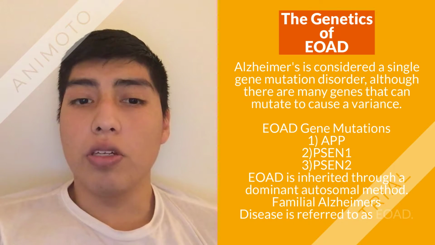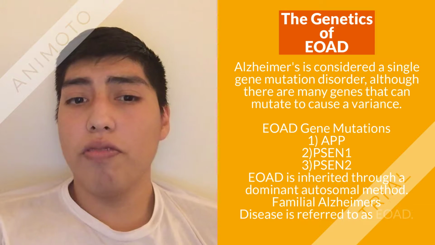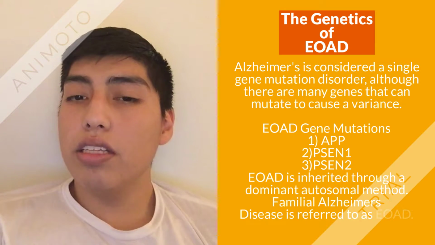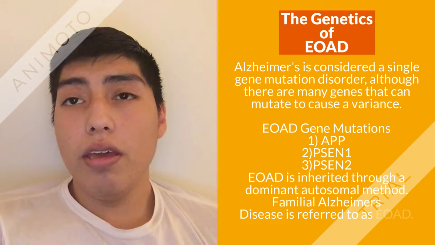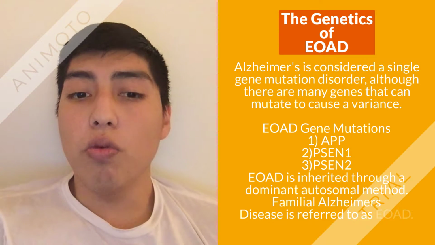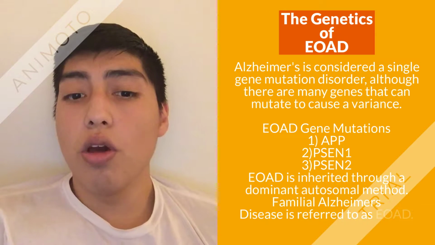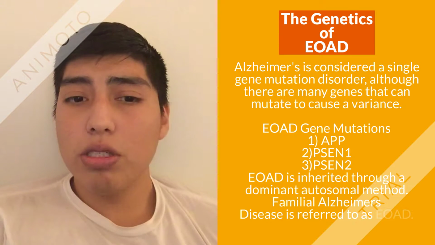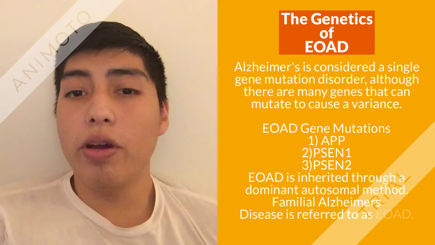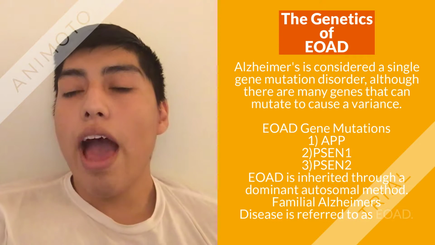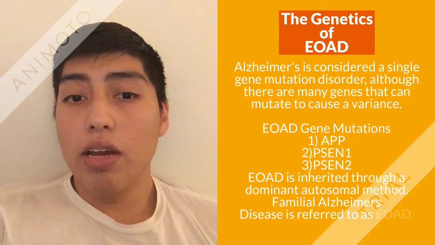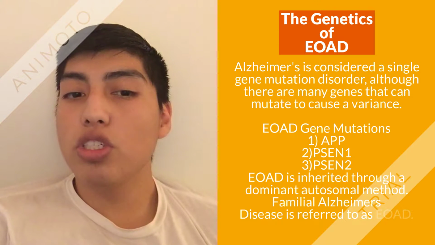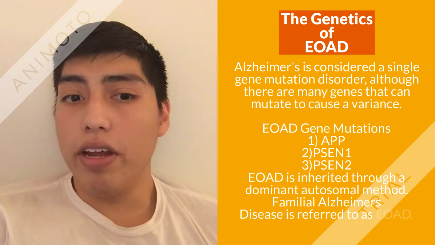Early onset Alzheimer's is a type of disease that is called familial Alzheimer's disease. It specifically runs linked to three types of genes: APP, PSEN1, and PSEN2, which is different from late onset Alzheimer's disease, which is APOE. And the thing about the genetics behind Alzheimer's is that Alzheimer's in general is a single gene mutation disorder. However, there are a multitude of genes which can mutate to cause one of the many variants of the disease. They increase the person's genetic risk by getting more gene variants.